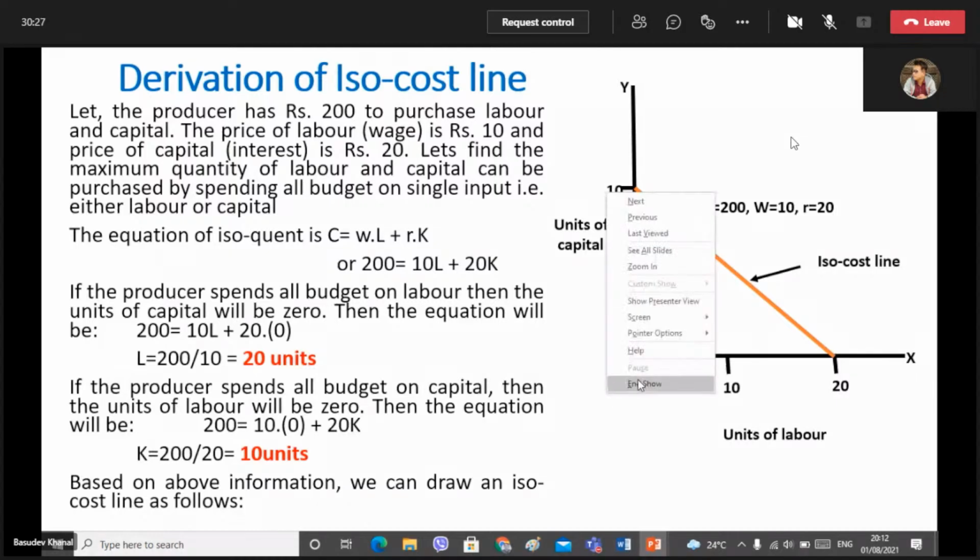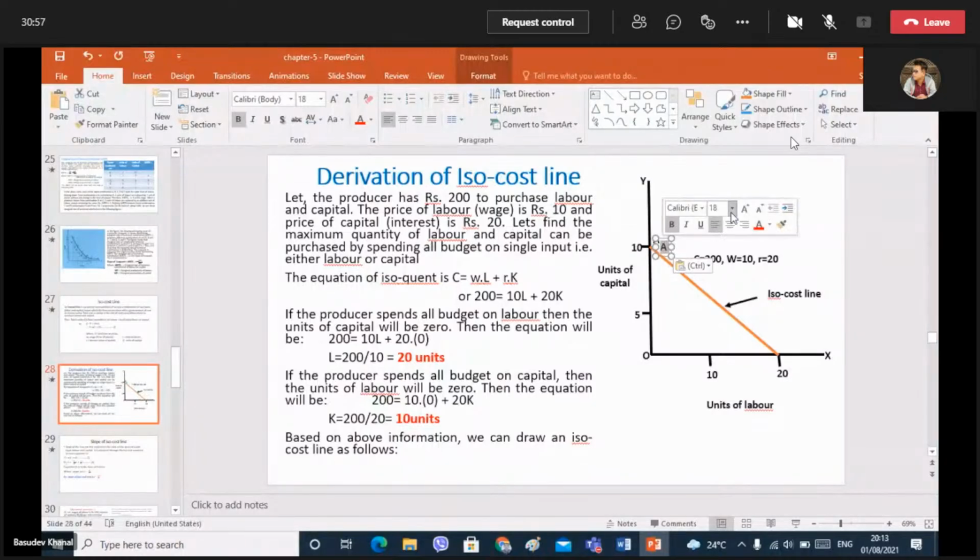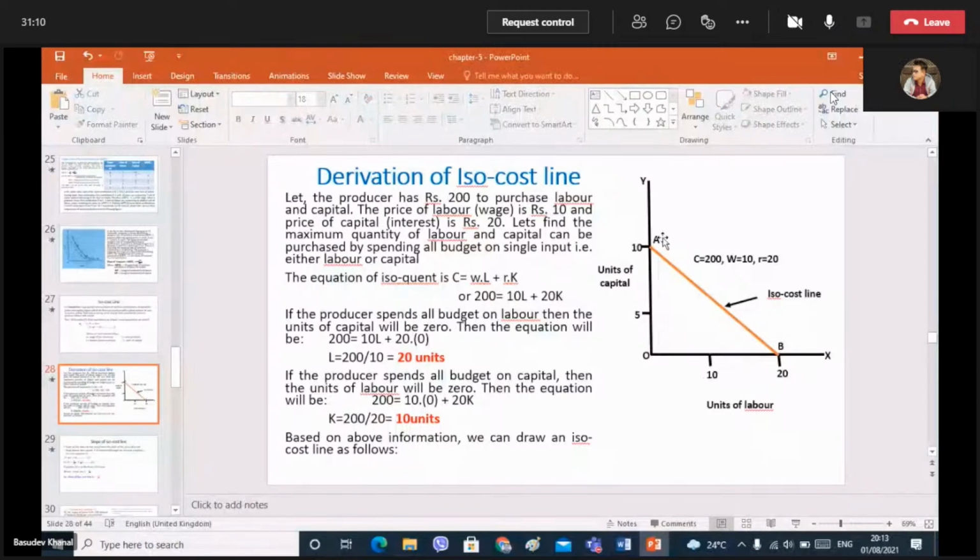Okay, now this. Okay, is there any confusion? AB is the ISO cost line.